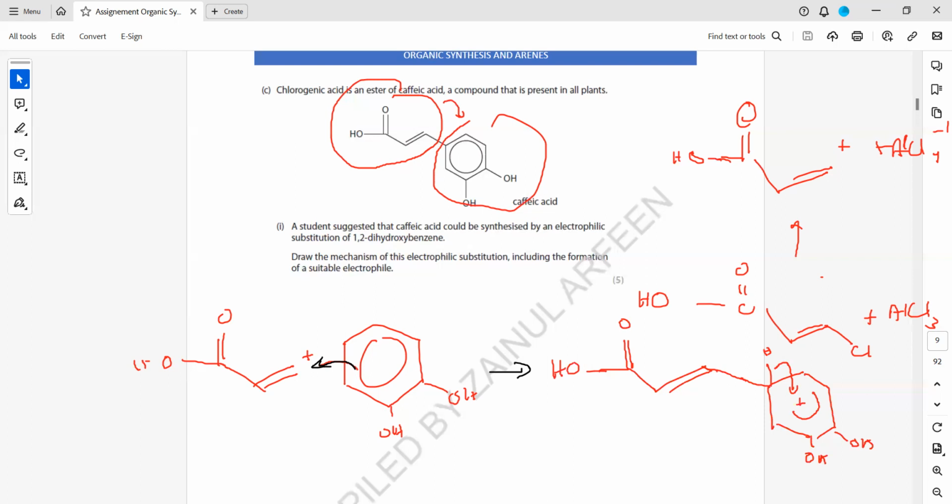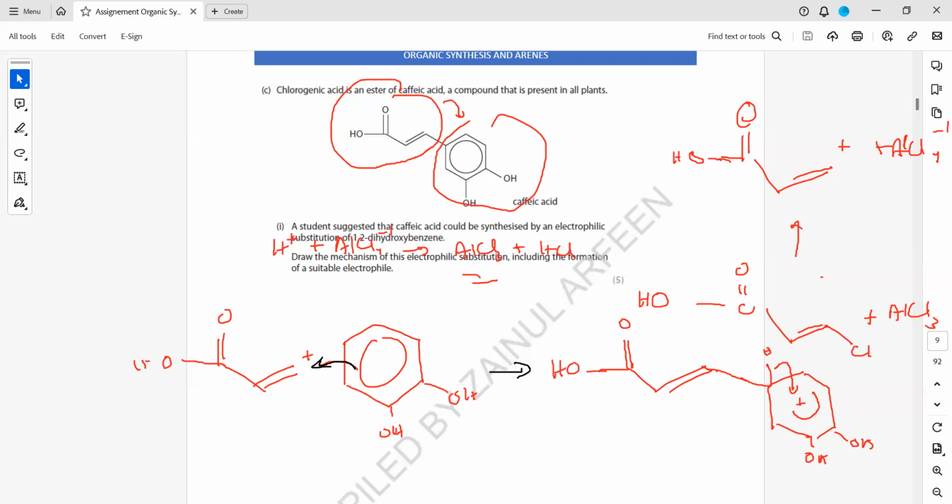Then we'll have the final product as caffeic acid is there. And the H plus which is produced will react with AlCl4. In the last stage, it will produce AlCl3 plus HCl. So AlCl3 is actually acting as a catalyst for this reaction. Is it clear?